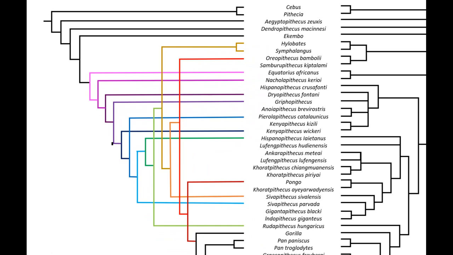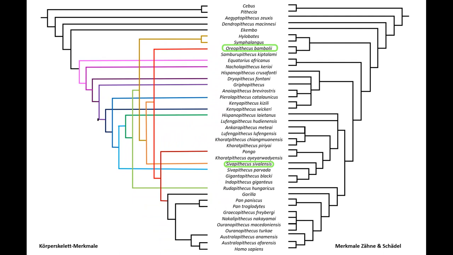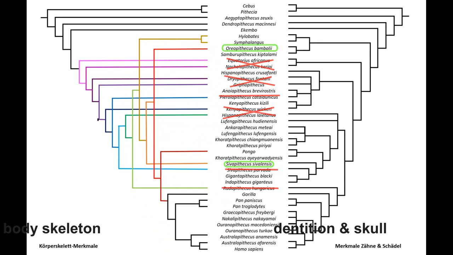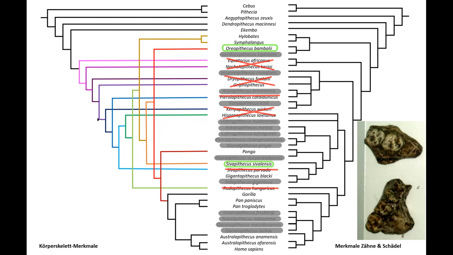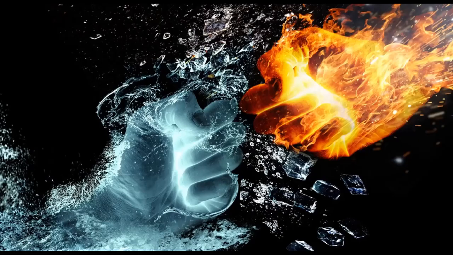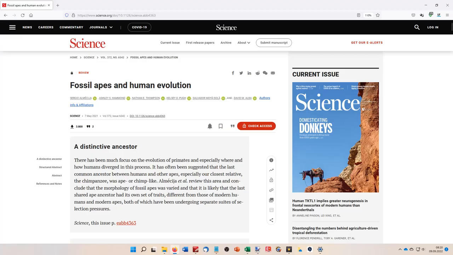This phenomenon is also apparent in Pugh's comprehensive cladistic analysis of the Miocene apes. Except for Oreopithecus bambolii and Sivapithecus sivalensis, no other Miocene ape species studied would even be considered to be among the great apes, that is, orangutan, gorilla, chimpanzee, and human. Concerning the characteristics of the body skeleton, although the dentition of 27 different fossil species of Miocene apes might suggest such a classification as great apes, we have a total contradiction here.